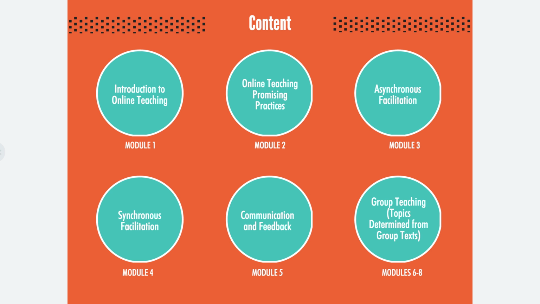One group will be responsible for crafting module 6, one group will craft module 7, and one group will craft module 8. And those 3 modules will be teaching your peers and myself about the key content from the text you've read. So you can think about the course as being separated into a 5-week chunk and then a 10-week chunk. So the first 5 weeks are going to be laying the foundation of what effective online teaching looks like.